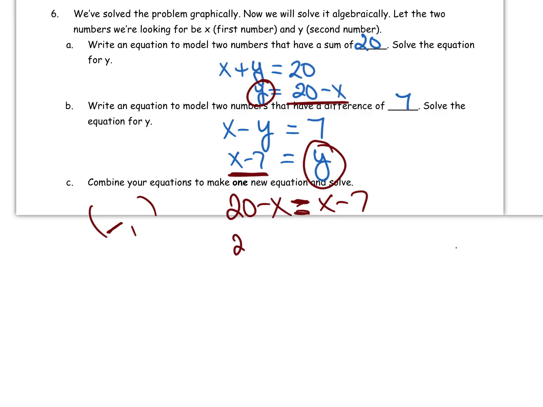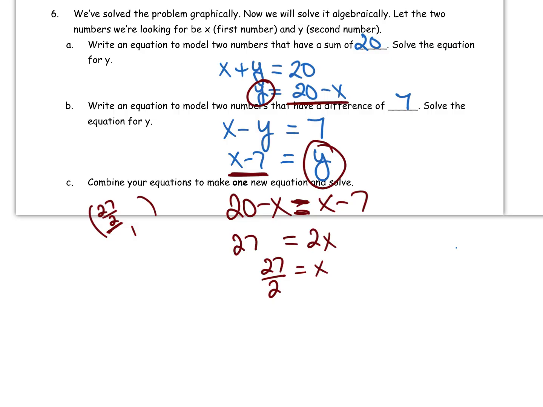Add 7. So I get 27. Couldn't I also add the x? And I get 2x. And so then x equals what? 27 halves. Which makes sense because our answer is ugly, right? Keep in mind, this is only the x. Our solutions are always points because we have two equations.